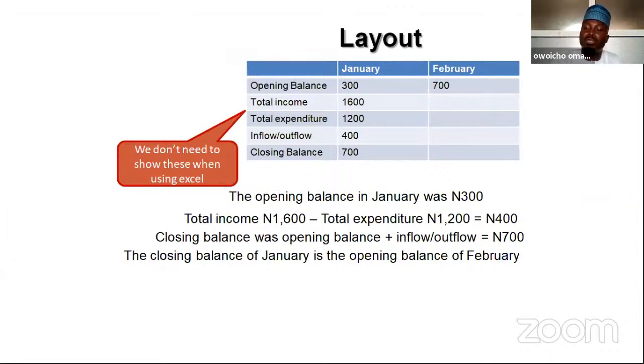Then closing balance is what? 700. How did we get 700? The 400 here plus the 300 here gives us the 700. How do we have 700 in February at the beginning? It is this 700 that was closed in January that we used to start 700 in February.